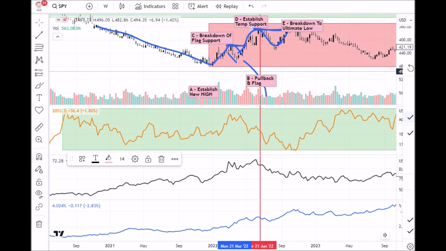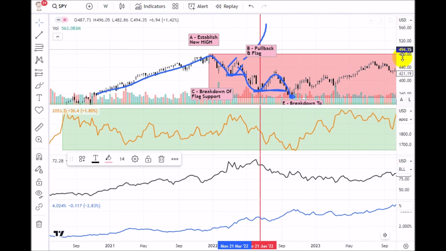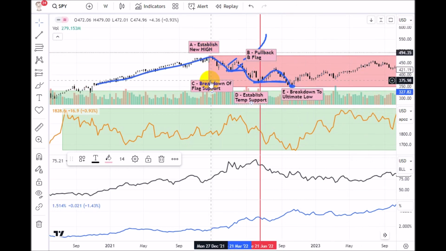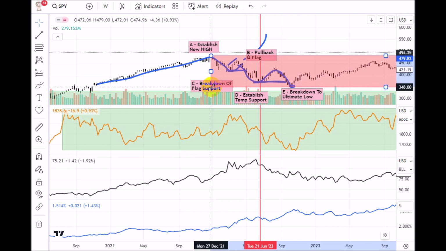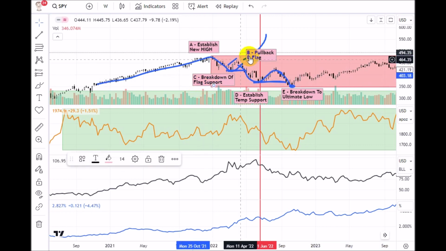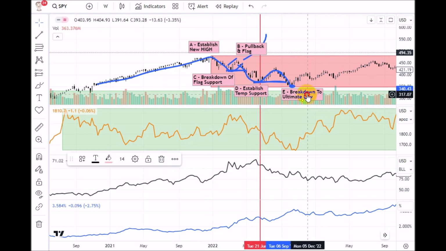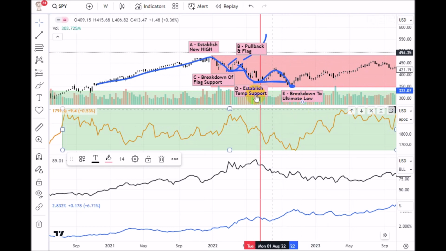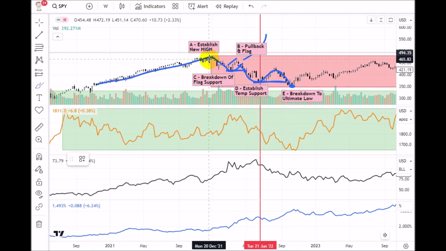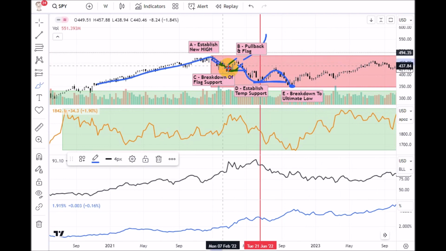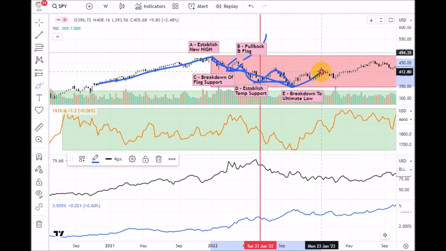So now let's come back over here, re-invert, set these things back up. Oops. So we have this, this, this, and ultimate low. Now, we take a look here. We can also count a move here, folks, okay? So we pull all the way back down to here. We come back up to here. We set our flag formation here.